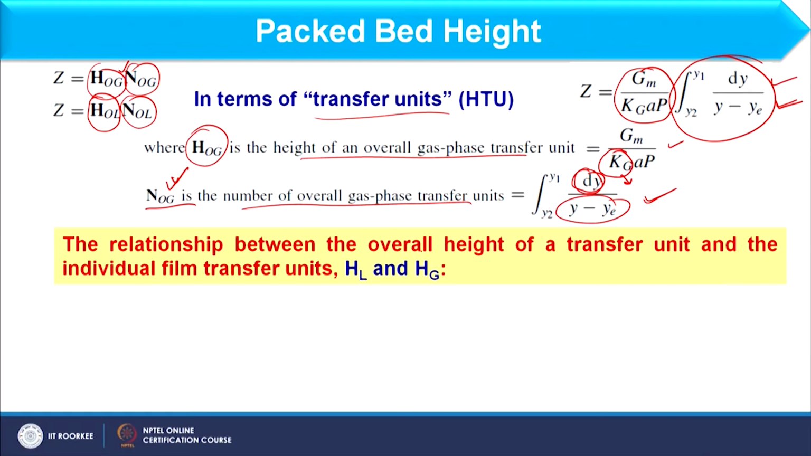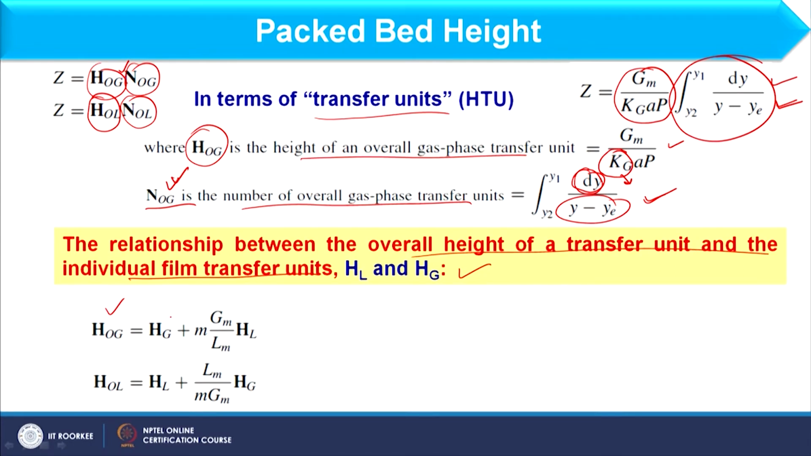Okay. So, if you consider this HOG and NOG, these are basically overall values. Now, we will relate this with the individual values. Okay. So, the relationship between the overall height of transfer unit and the individual film transfer units, that is HL and HG, is basically HOG is equal to HG plus m Gm by Lm into HL. Okay. So, to find out HOG, we need to find out HG and HL. Okay. And for that we should know m Gm by Lm.